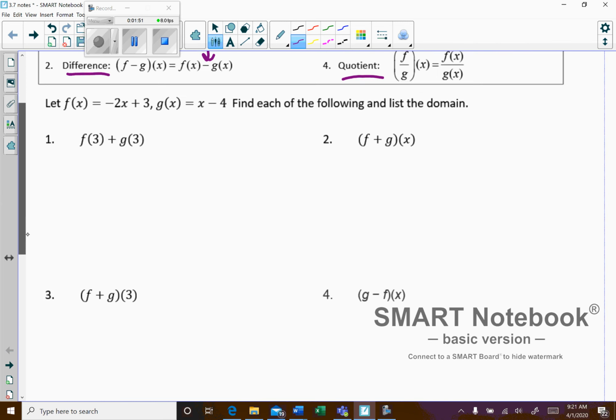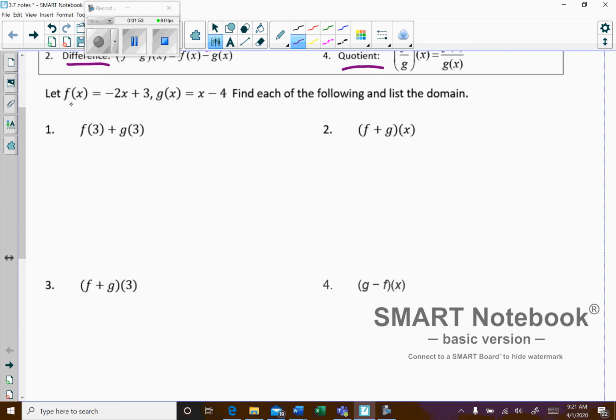Okay, so let's go ahead and look at our first one right here. It says let f of x equal negative 2x plus 3, and g of x is going to be x minus 4. Find each of the following, and we're going to list the domain. Okay, so this first one, they actually give us numbers, and the point that we're going to try to make on this first part is that 1 and 3 are the same thing.